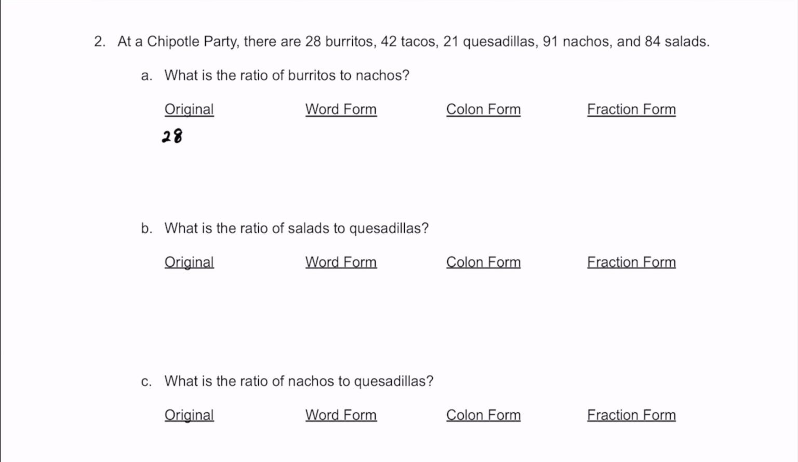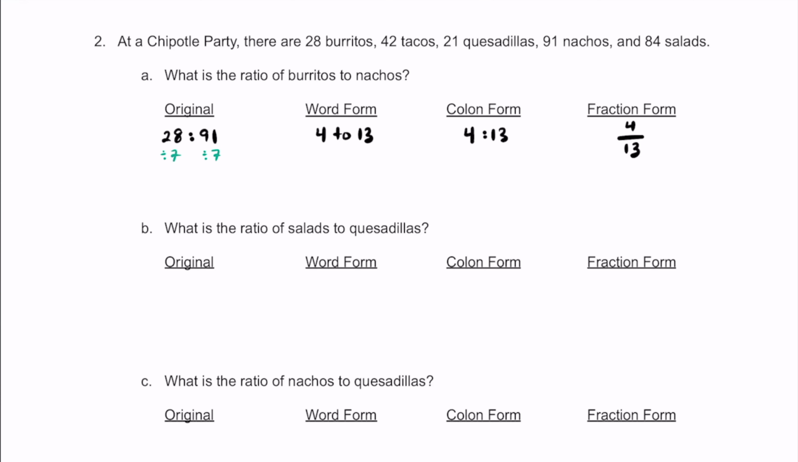I'm going to use a colon form. Feel free to use a different form. So 28 to 91. Now, if you want to go ahead and simplify this, you should divide by the GCF, which happens to be 7. If you know your divisibility rules, try to do your best to come up with it. You can also use factor trees to get prime factorizations to help you as well. So in word form, if we simplify this, this is going to be a ratio of 4 to 13. Using a colon, it's 4 to 13, and using a fraction bar or fraction form, it's going to be 4 to 13.